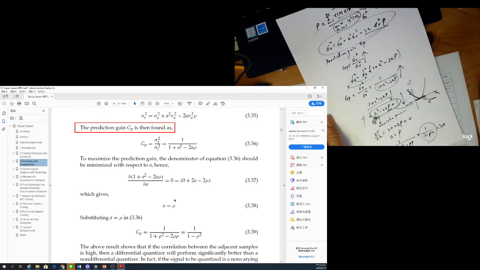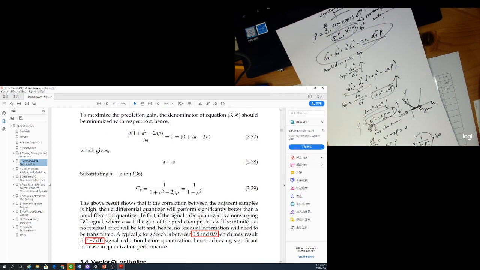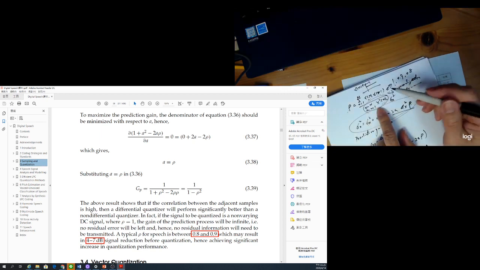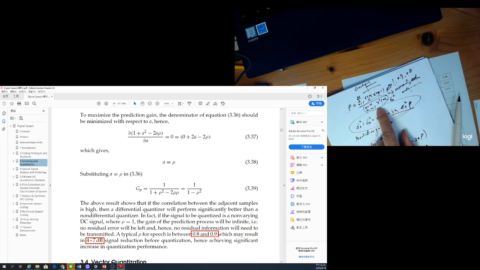You can see their conclusion here: autocorrelation between adjacent samples is high, so the differential quantizer will perform significantly better than the non-differential quantizer. If your neighboring signals are highly correlated, how do we know the input signal is highly correlated? Based on your normalized autocorrelation. If it is close to 1, the neighboring signals are highly correlated.